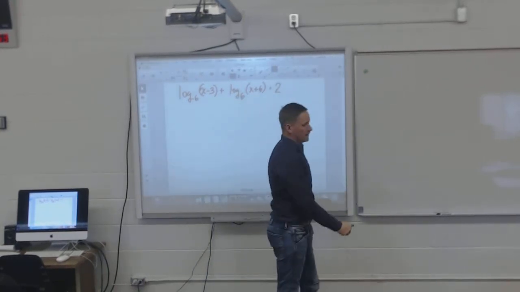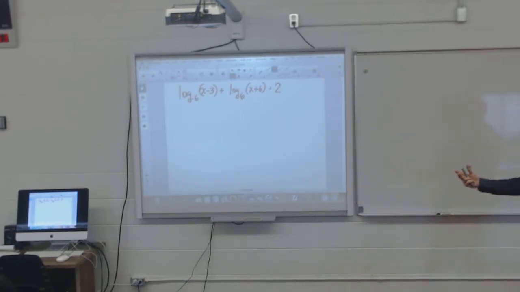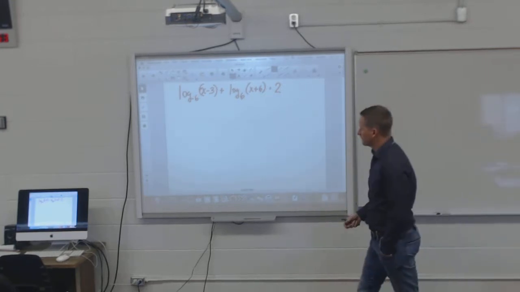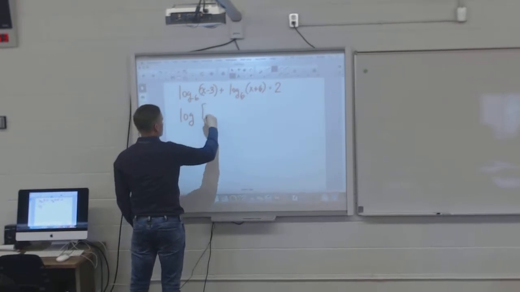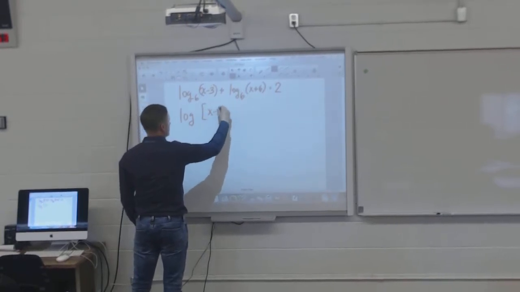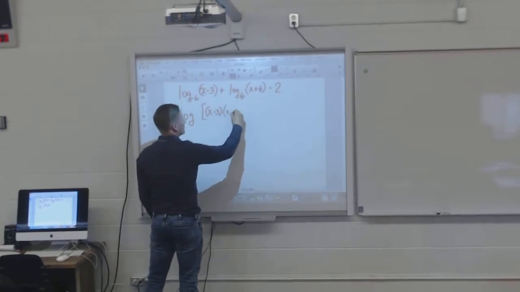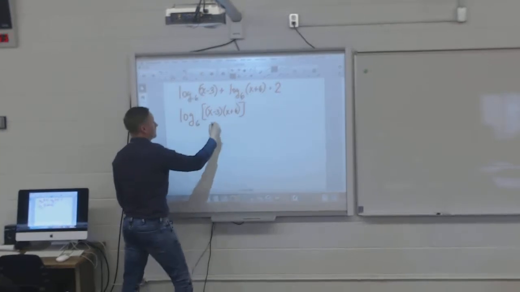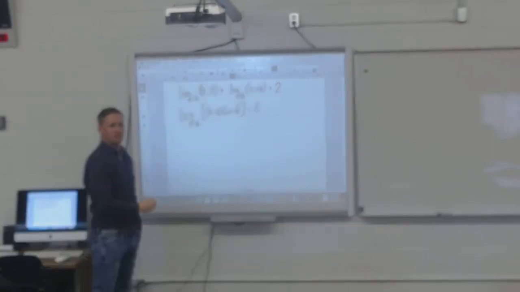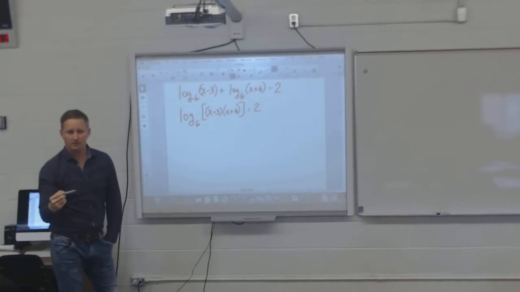All right. Using your log laws, how do I make this a single log? What's it going to look like? Log base 6 of x minus 3 times x plus 6. Yeah? Good? You guys all see that?